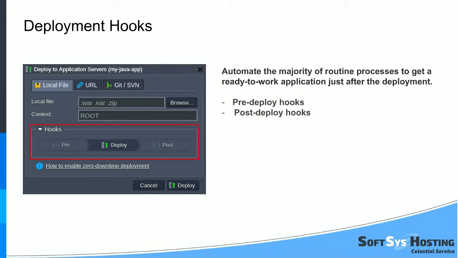Now, many developers require more control on deployment with pre and post deployment hooks. So you can automate majority of your routine processes to get a ready-to-work application after deployment using pre and post deployment hooks. These are small sections of code that you can enter in your preferred scripting language, and those are executed either before deployment or after deployment.